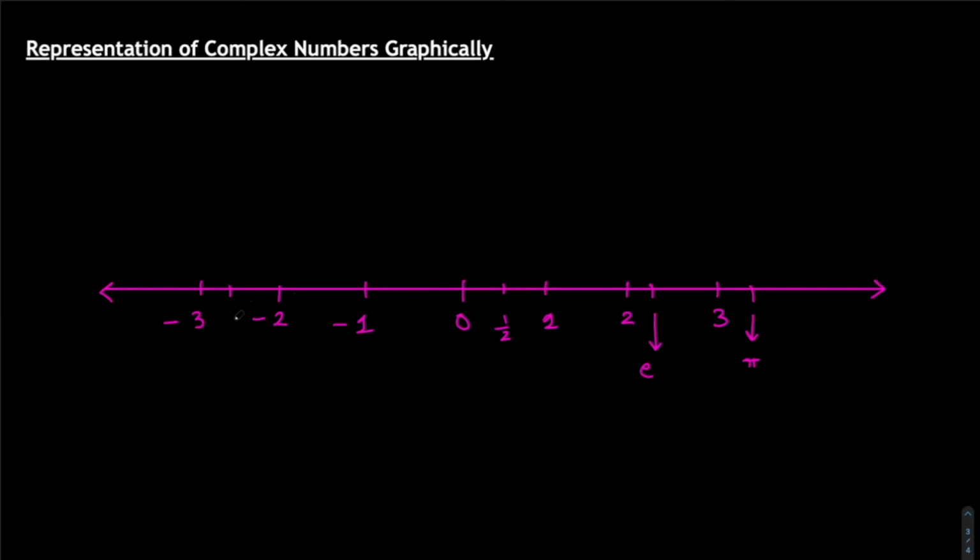Maybe minus 2.5 lies somewhere here, right? So this is like all the real numbers in one number line, where we can see which number is smaller than which number and which number is greater than which number, right? Now, what if we develop an imaginary line? This was for real numbers. But what about for imaginary numbers?